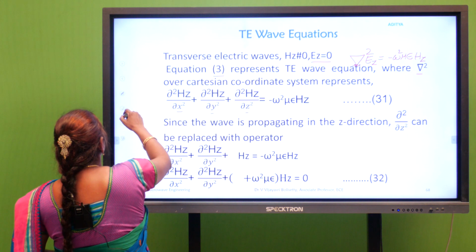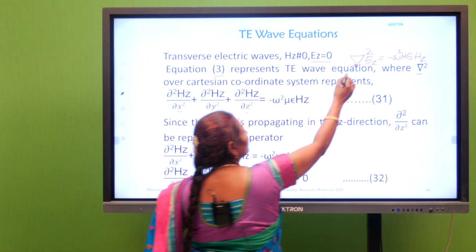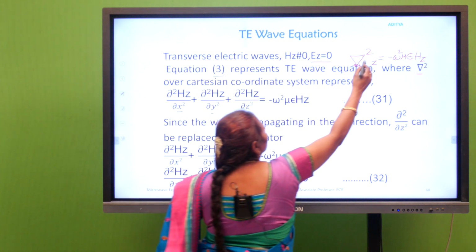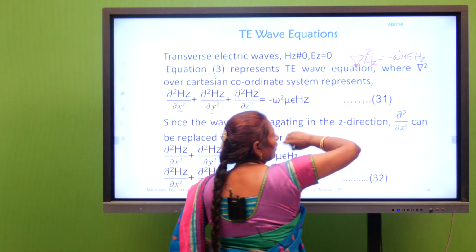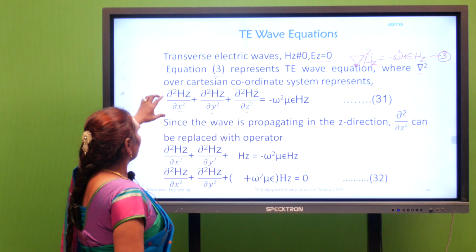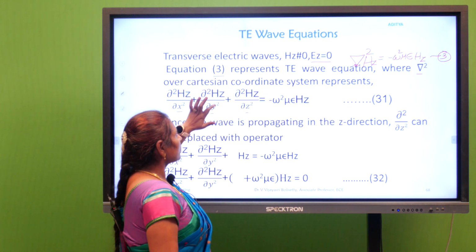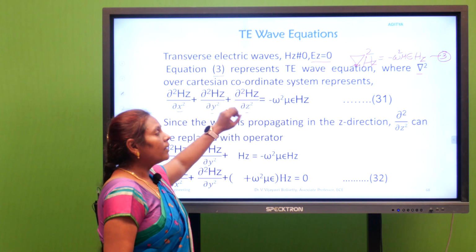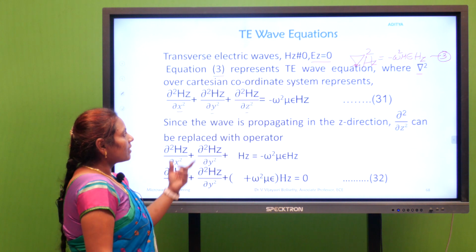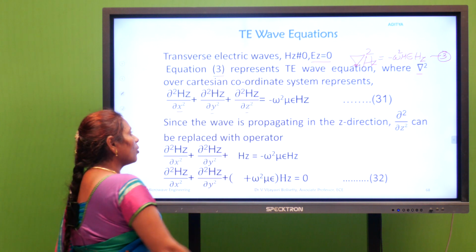Right. So, this is Hz, this is equation 3, and now we have expressed it as dou square Hz by dou x square plus dou square Hz by dou y square plus dou square Hz by dou z square is equal to minus omega square mu epsilon Hz. Let us consider it as equation 31.